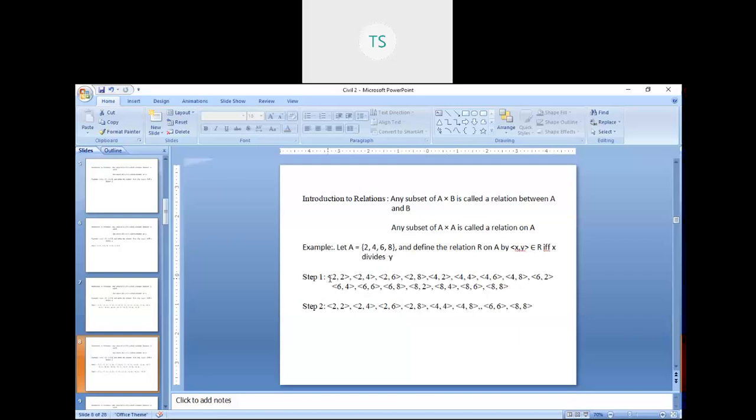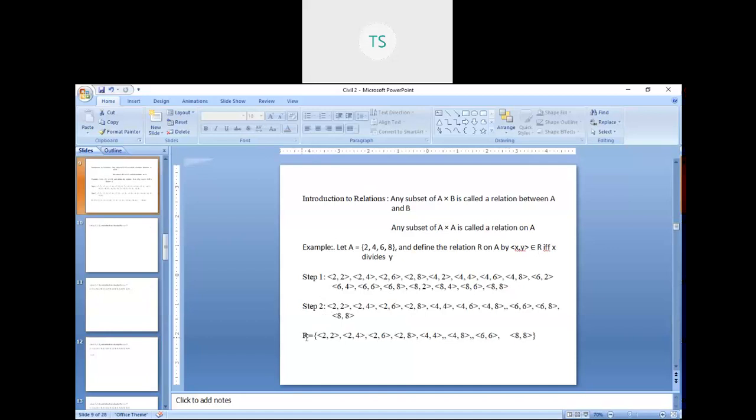Now see, in step 1, I have written all the ordered pairs of A cross A. But in step 2, I have written only some particular ordered pairs which satisfy this particular condition. That means the step 2 elements are a subset of the elements in step 1, because in step 1 I have written all the elements, and in step 2 I have taken only some elements which satisfy this condition. So this becomes a subset of this.